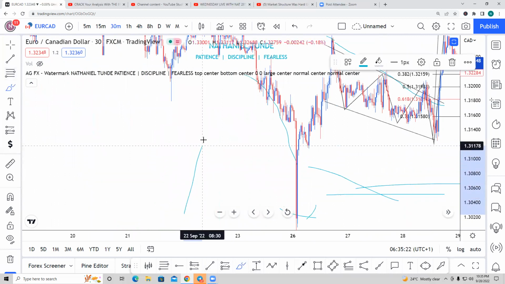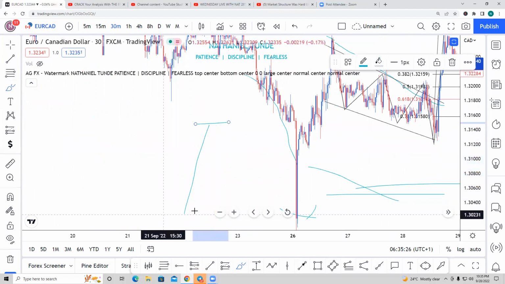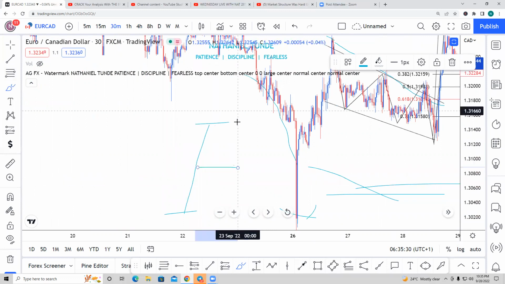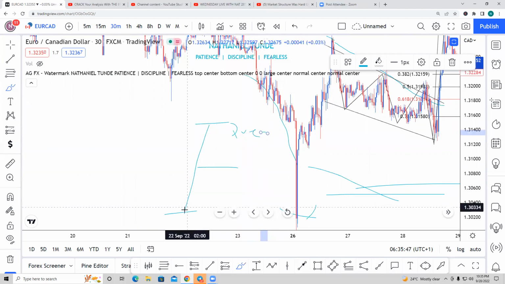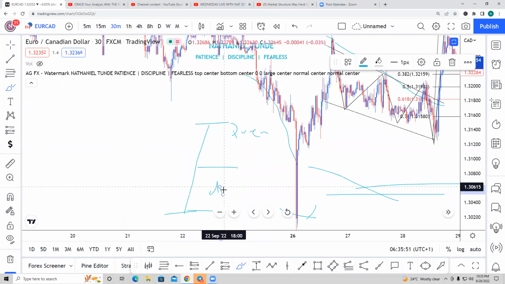If you have an impulsive move to the upside, this is the resistance, this is the support, and this is the equilibrium. That's the middle. So from this resistance level to the equilibrium is a premium. It's a premium price, good for sell. And then from this support to the equilibrium level is a discounted price.